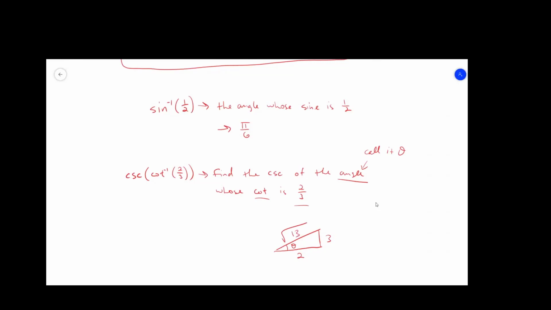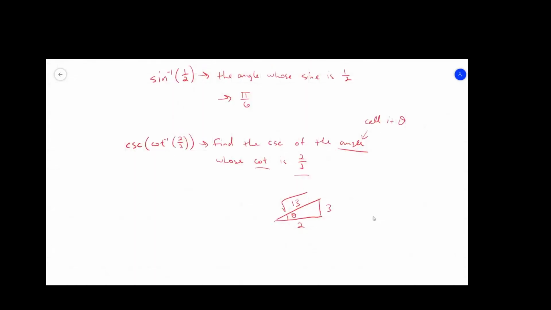So what is the cosecant of theta then? That would be the same as the cosecant of the inverse cotangent of 2/3, because we called that angle theta. So how is the cosecant defined in a triangle? It's defined to be the hypotenuse over the opposite, right? And so this would be root 13 over 3.